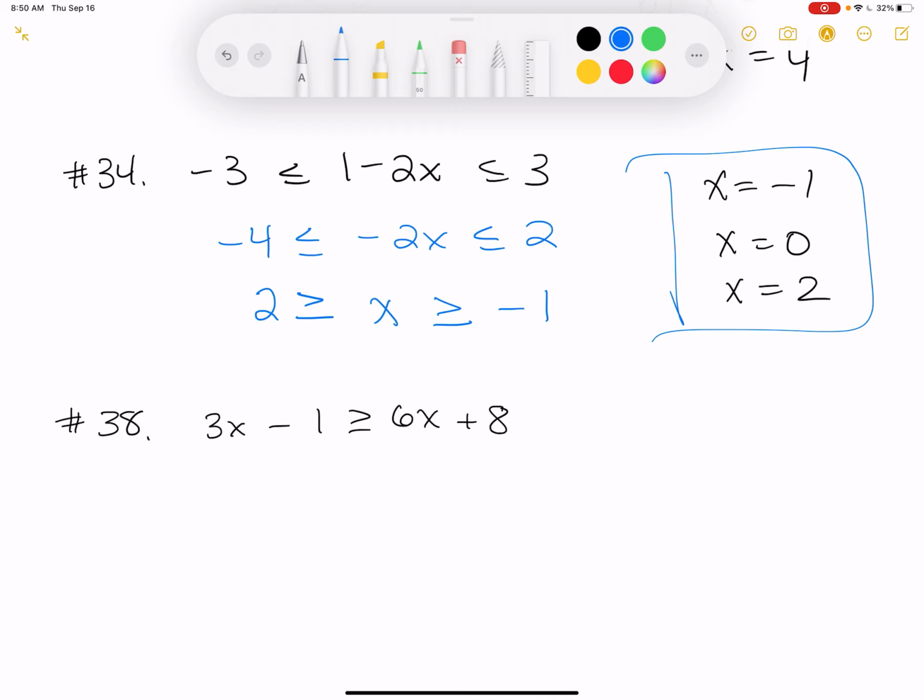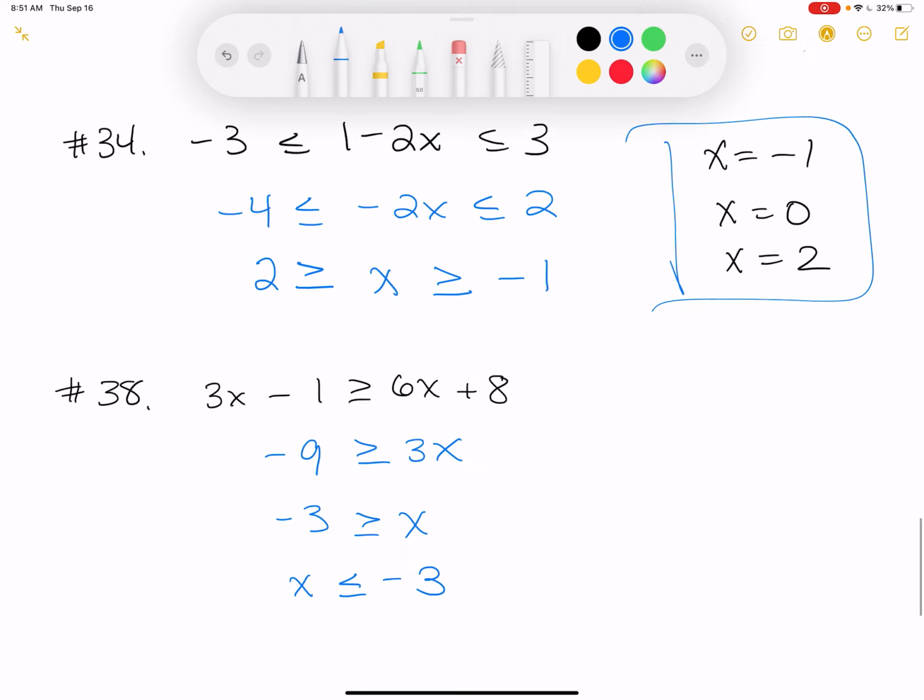Okay, well, I want to keep everything positive personally. It's going to be negative anyway. So I'll move the 3x over to the other side and then 8 to the other side. So it should be x is greater than or less than 3. Positive 3? Oh, negative. I just flipped it because I like the variable on the left, so I flipped everything.